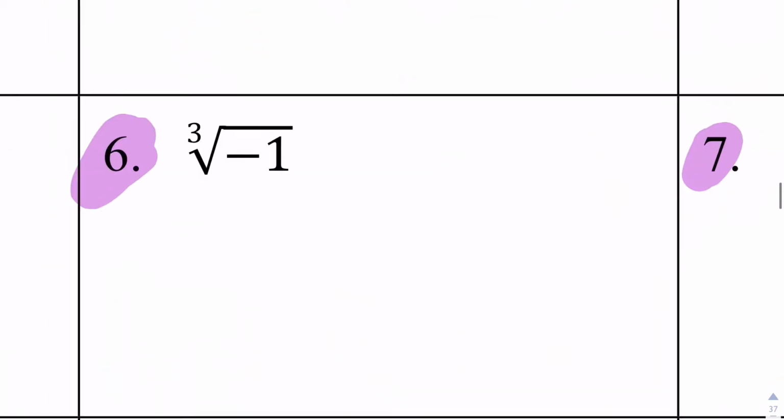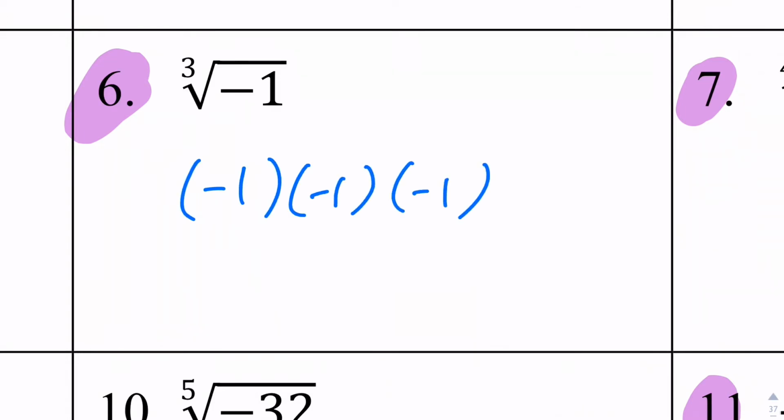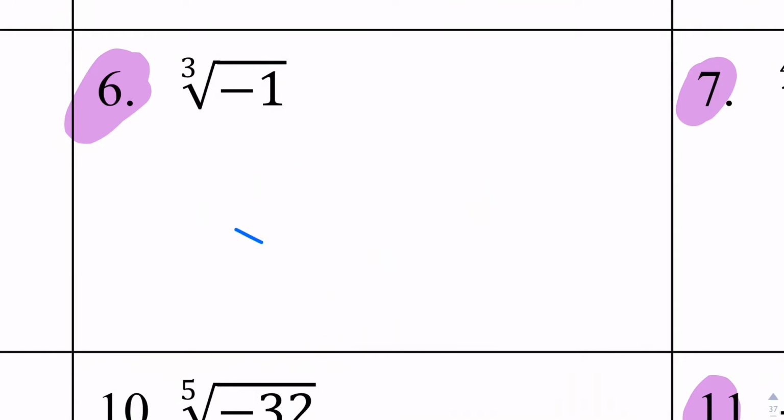You might be tempted to say that number 6 is not real, because we've got a negative underneath that radical. But this is a cube root, and cube roots are different than square roots. We are allowed to have a negative under a cube root. The cube root of negative 1 is negative 1. And the reason for that is because negative 1 times negative 1 times negative 1, 1 negative times a negative gives me a positive 1, but then positive 1 times negative 1 gives me negative 1. So the cube root of negative 1 is negative 1. Let me just erase all that and give you just our answer again as negative 1.